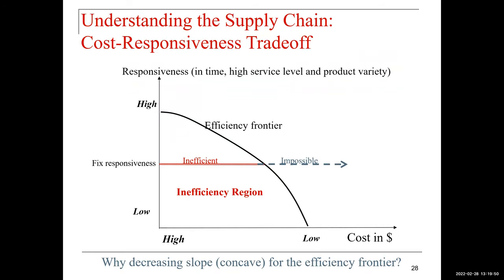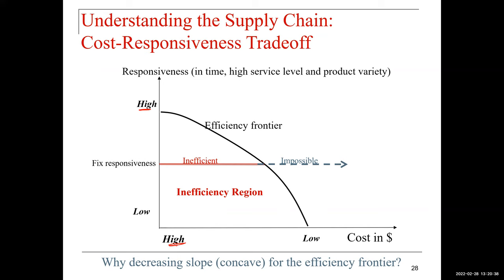So this is the cost responsiveness trade-off for supply chain. At the left, we have the responsiveness on the y-axis. We have the responsiveness in time, high service level, and product variety. And then at the bottom, we have the cost in dollars. So you can see that the cost is very high if your responsiveness is very high, right? So if you want to be very good in terms of responding to your customers, that has a very high cost.